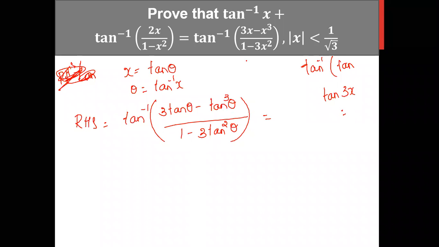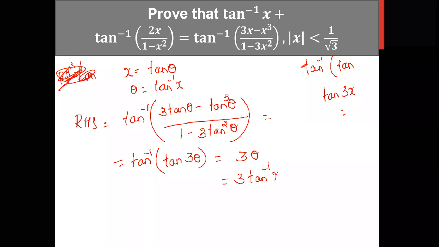Okay, so I have taken x is equal to tan theta. So now my RHS is reduced to tan inverse of, this is nothing but the formula for tan 3x. Okay, so that becomes 3 theta. But what is theta? Theta is tan inverse x, so it is 3 tan inverse x. Now I have 3 tan inverse x. So how can I do this? I'll write this as tan inverse x plus 2 tan inverse x. Correct? Do you agree with me?